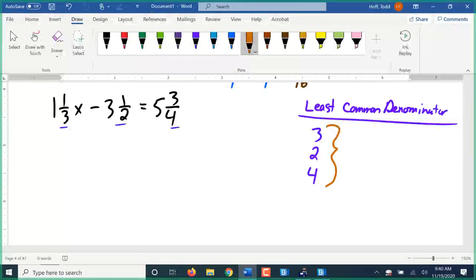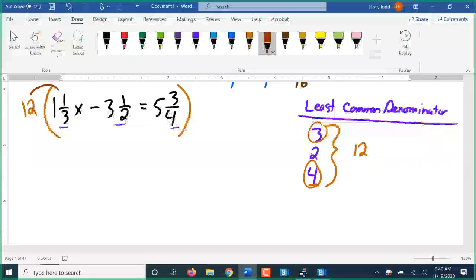2 goes into 4, so anything that 4 works for, 2 will work for, so we don't have to worry about the 2. For 3 and 4, that least common denominator would be 12, and 2 works with the 12 as well. So now what we can do is we can go back to our equation here, and we can multiply that equation by 12. What I mean by multiplying the equation is that every term in that equation is going to have to get multiplied by the 12.